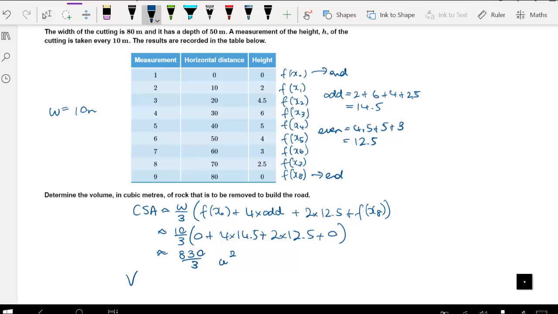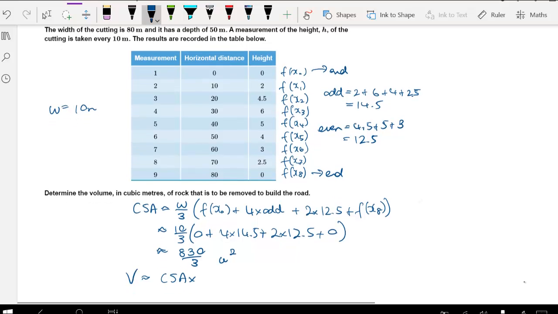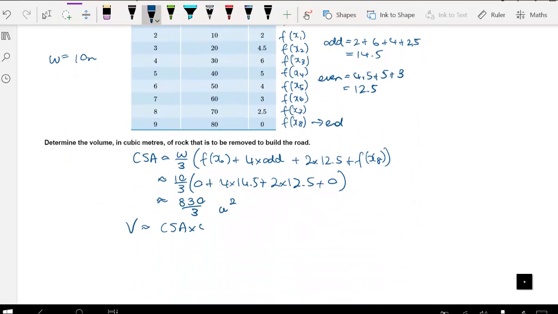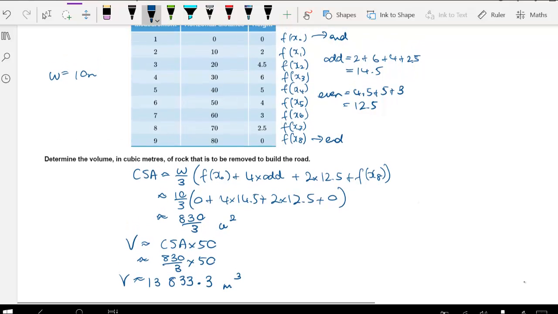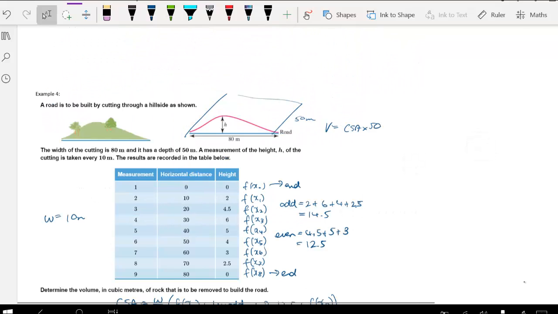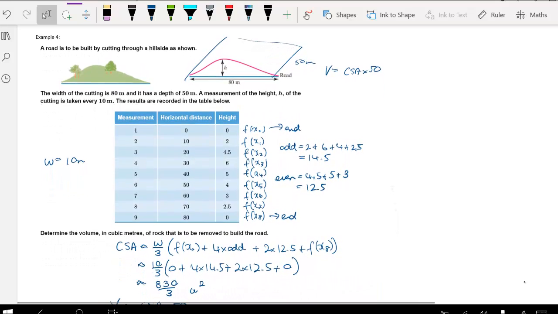And our volume, which will be approximately the cross-sectional area multiplied by that depth, which we said was 50, will be 830 on 3 multiplied by 50, and that will be approximately 13833.3 meters cubed. Okay, so we can see that's a pretty simple application using Simpson's rule to approximate a cross-sectional area and then finding the volume by multiplying by the depth.